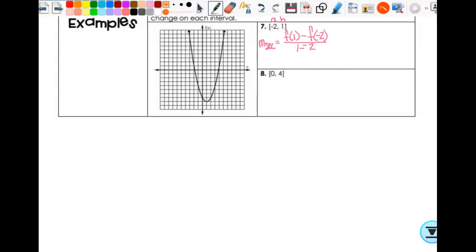In order to find that, I have to know what f of 1 and what f of negative 2 is. What is f of 1? It's negative 8. Yep. Negative 8. And then what is f of negative 2? 1. Okay. So now that I got my two pieces, that gives me negative 8 minus 1 over 3. That's negative 9 over 3. So the slope of the secant line on that interval is negative 3.